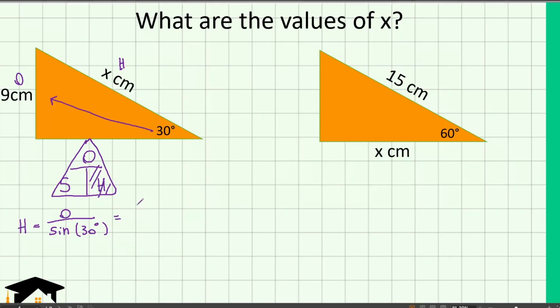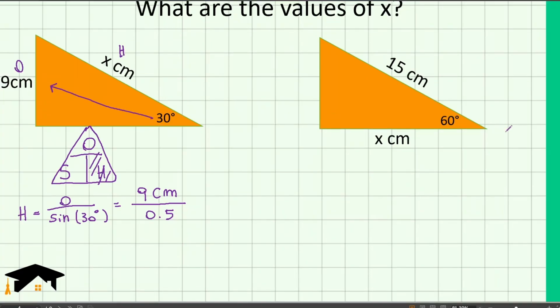The opposite side measures 9 centimeters, and the sine of 30 is again one of the ones that we have to know, 0.5. So like before, we will multiply both numbers by 2, and this gives us 9 times 2 is 18, divided by 0.5 times 2 is 1. So the answer is 18.